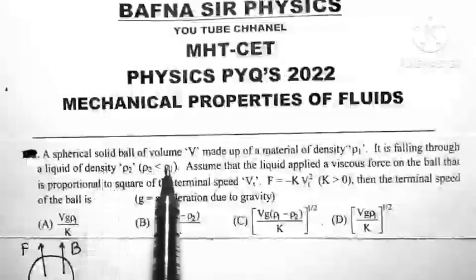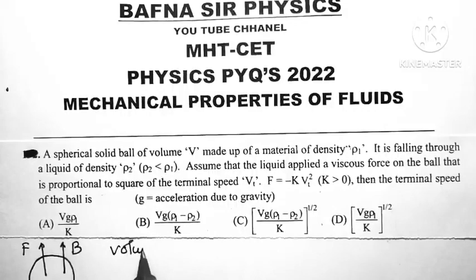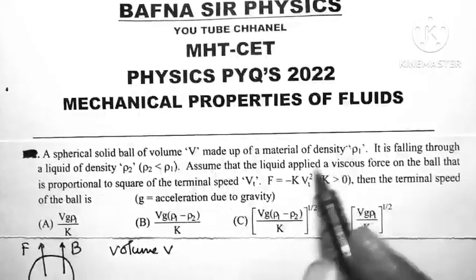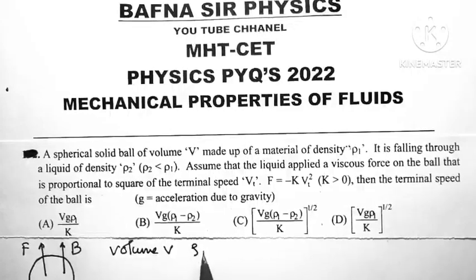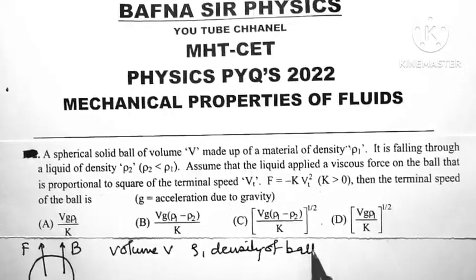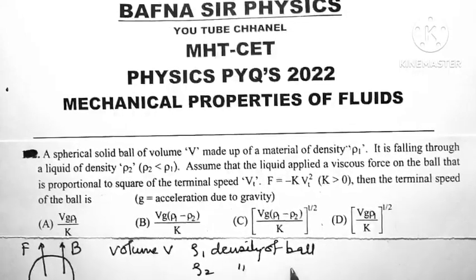A spherical solid ball of volume V. The volume of the ball is V and the material has density rho 1. So rho 1 represents the density of the ball. Now it is falling through a liquid of density rho 2. Rho 2 represents the density of the liquid, such that rho 2 is less than rho 1.